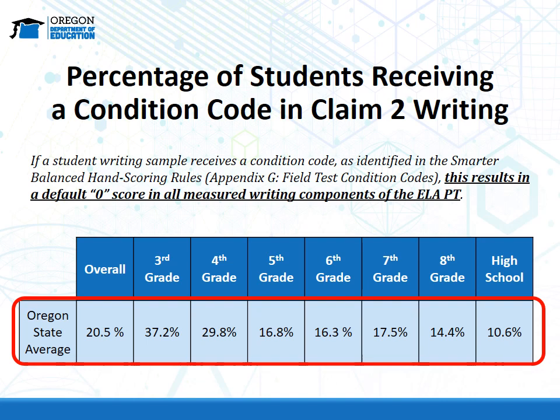The following table provides the percent of students that received a condition code score on the ELA performance task and thus scored a 0 in all domains of the ELA performance task. Statewide, the overall percent of students who received a condition code on the ELA performance task was identified at 20.5%, with the highest percentages of condition codes being assigned at grade 3 and grade 4. As noted in the previous slide, grades 3, 4, and 5 had a Claim 2 writing percentage of students demonstrating proficiency that was slightly lower than the percent of students demonstrating overall ELA proficiency.